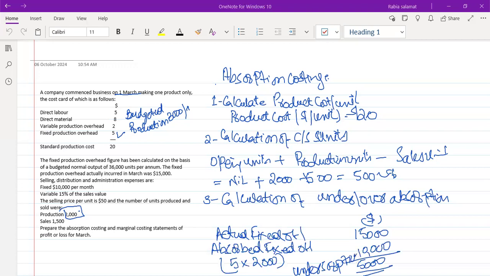Okay. Now we will make the profit statement. What is your selling price? Selling price is 50 and 1,500 units is the sale. Fixed selling and administration expenses is 10,000 and variable is 15% of sales.